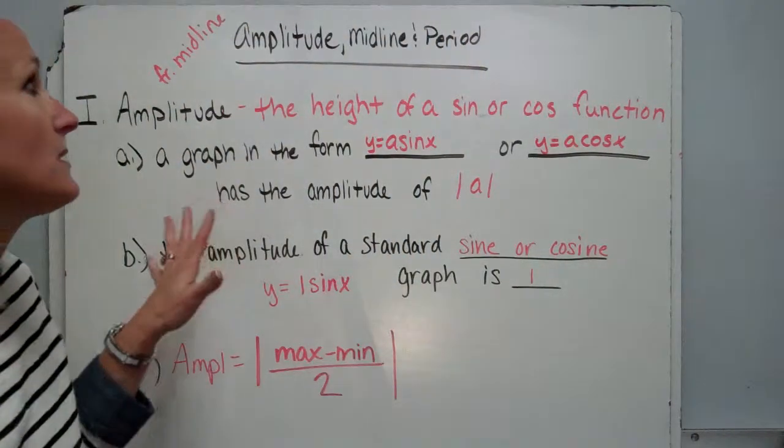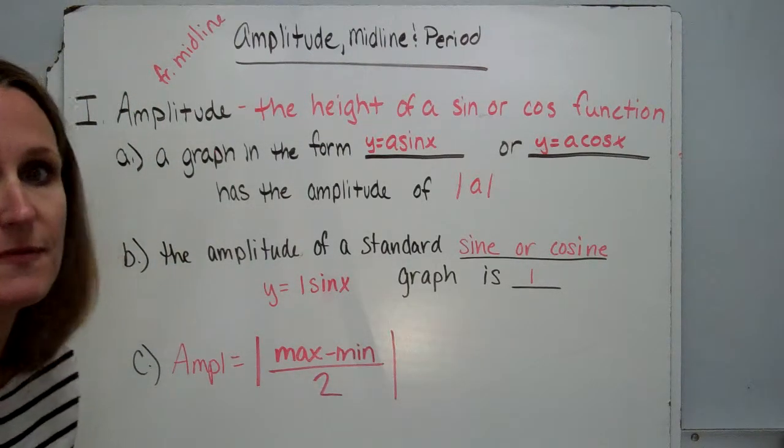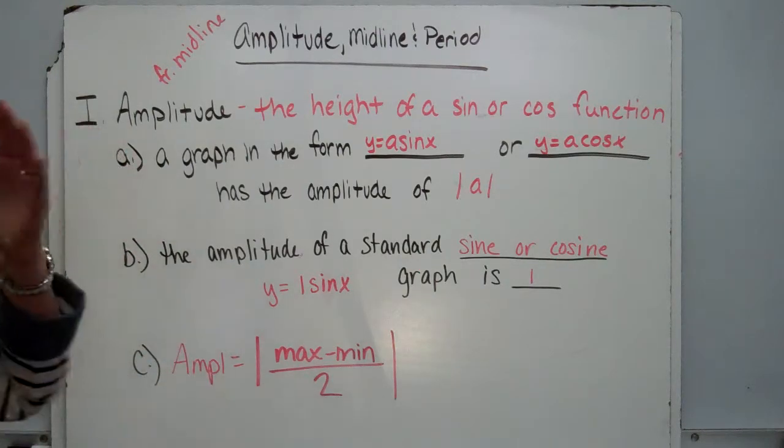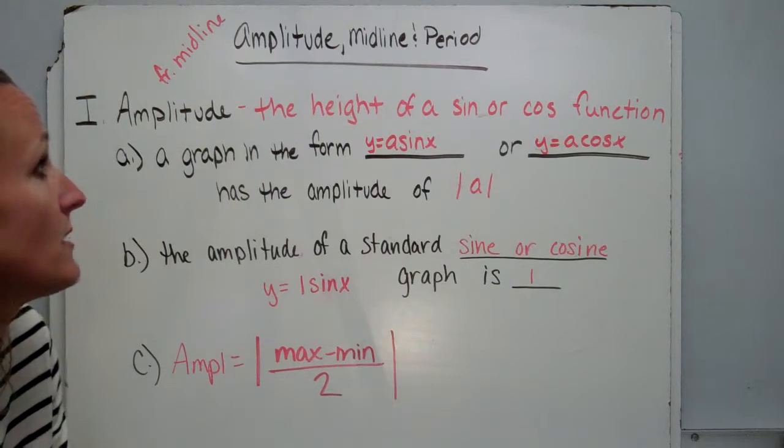Okay, so in this video we're going to talk about amplitude, midline, and period, which are all parts of the graph when you graph sine, cosine, and tangent. So first we're going to start with amplitude. Amplitude is the height of a sine or cosine function.